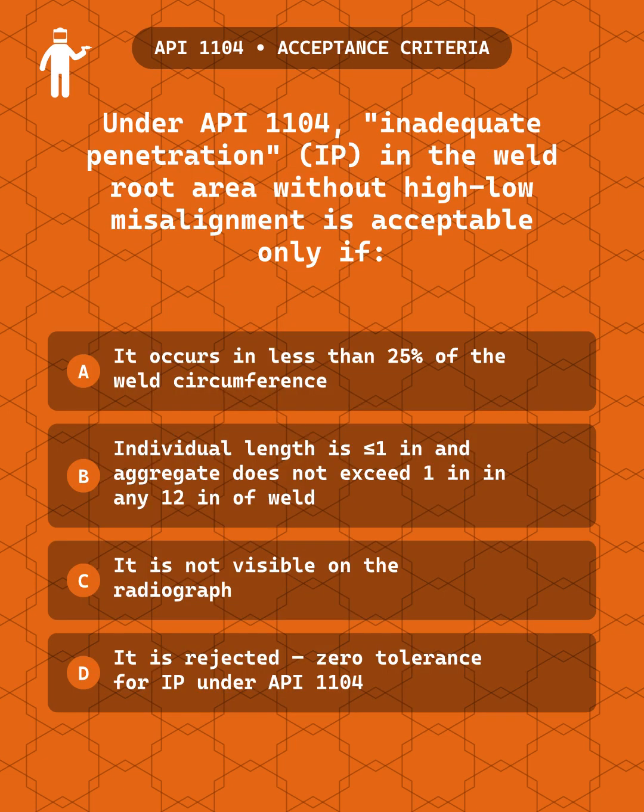Question 3. Under API 1104, inadequate penetration in the weld root area without high-low misalignment is acceptable only if A, it occurs in less than 25% of the weld circumference, B, individual length is 1 inch or less, and aggregate doesn't exceed 1 inch in any 12 inches of weld, C, it's not visible on the radiograph, or D, it's rejected. Zero tolerance?